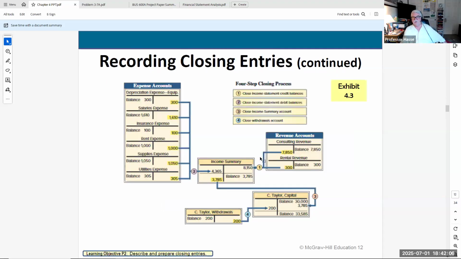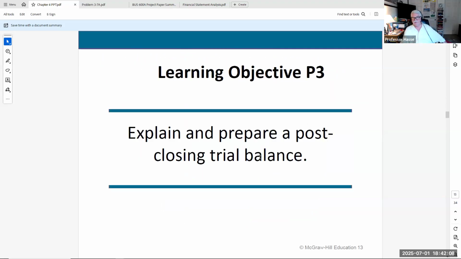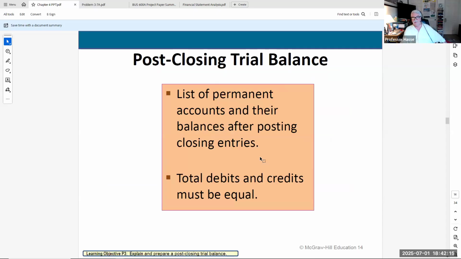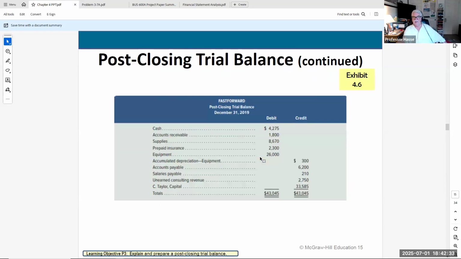And then once we have completed this process, we prepare the final trial balance of a company. It's the post-closing trial balance, which lists all the permanent accounts and their balances after all the closing entries. Naturally, as in any trial balance, the debits must equal the credits. And here's an example of the problem that we just looked at.